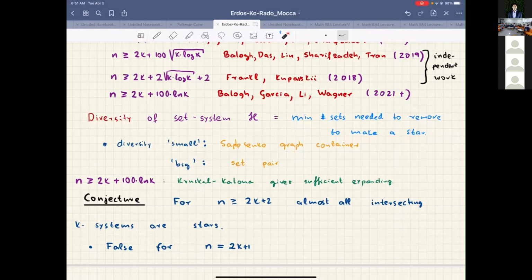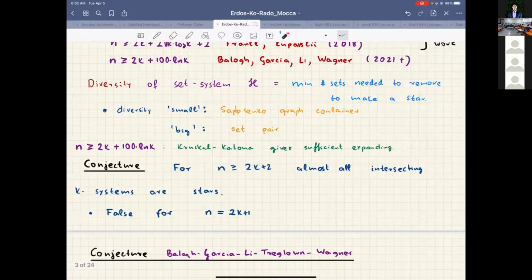And the proof of this result splits into two cases, depending on whether this diversity is small or big. If the diversity is small, then this graph container method works well. If the diversity is big, then the previous method, the set pair inequality and the removal lemma, works well. And one of the reasons that we get stuck at this range is that this is the point where the Kruskal-Katona theorem gives a sufficiently big expansion.